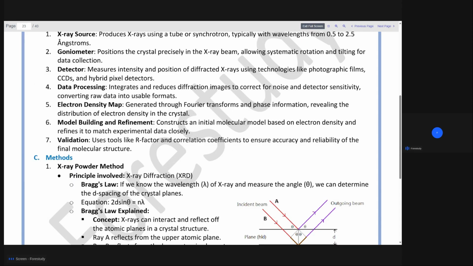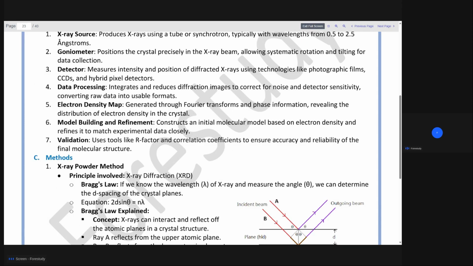Then model building and refinement constructs an initial molecular model based on electron density and refines it to match experimental data closely. And validation uses tools like R factor and correlation coefficients, which are mathematical terms, to ensure accuracy and reliability of the final molecular structure.